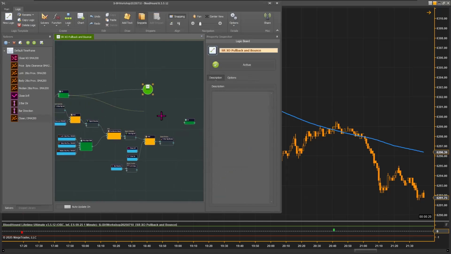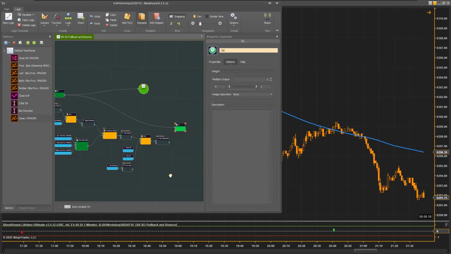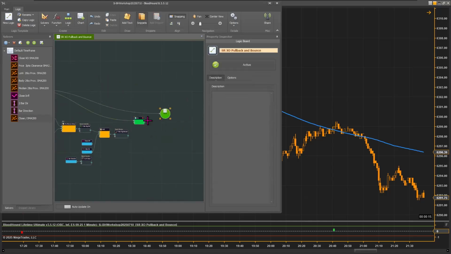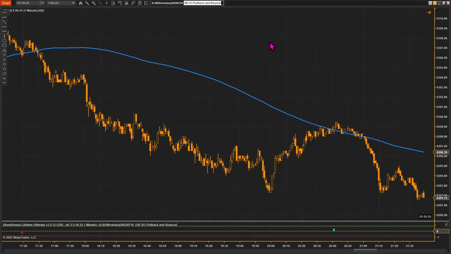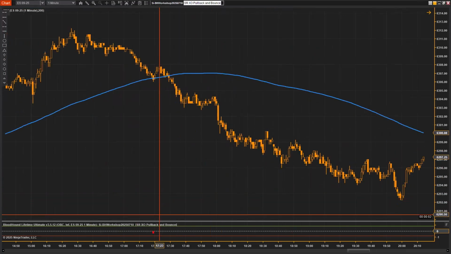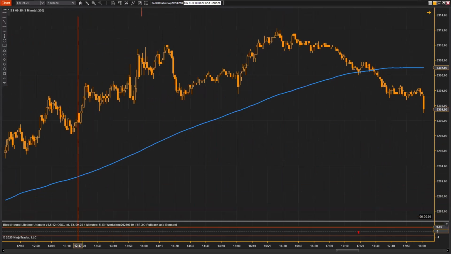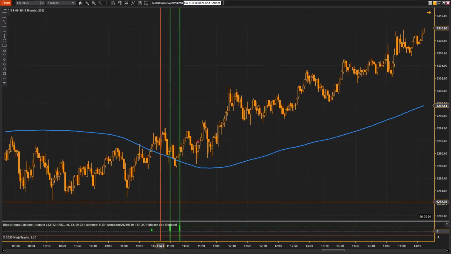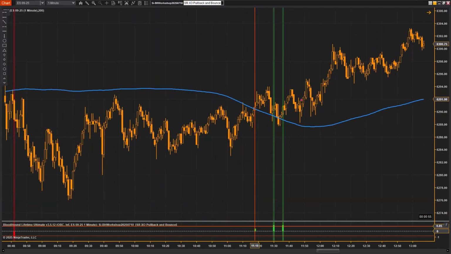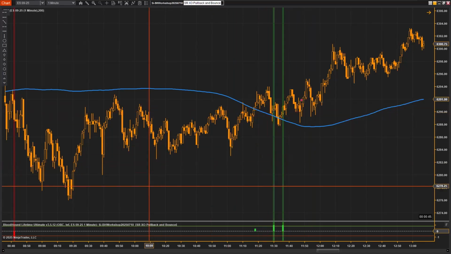So I can connect this to the OR node, connect the OR node to the result node, and then connect my signals to the OR node, like so. So now, as I'm scanning through the chart, I can see all these little outputs here. Yeah, so here we go. Here's our little output as price crossed above the SMA, and there we go. So there's two signals there.